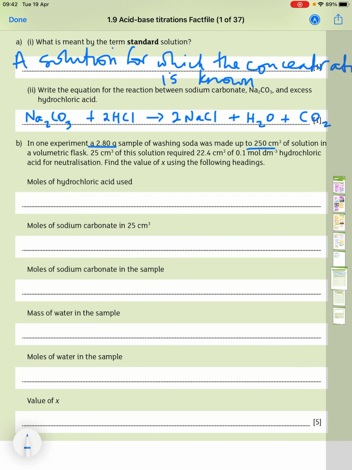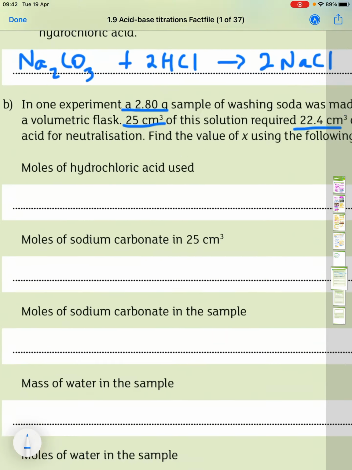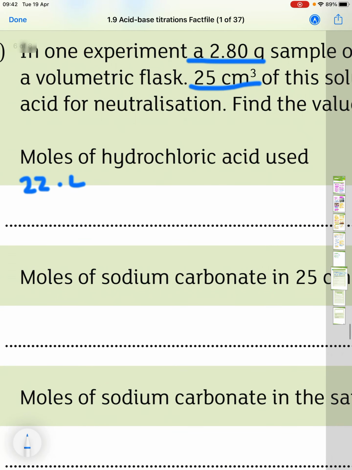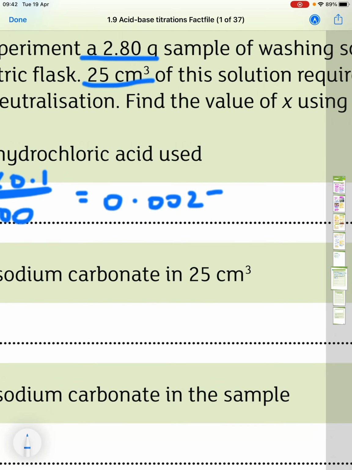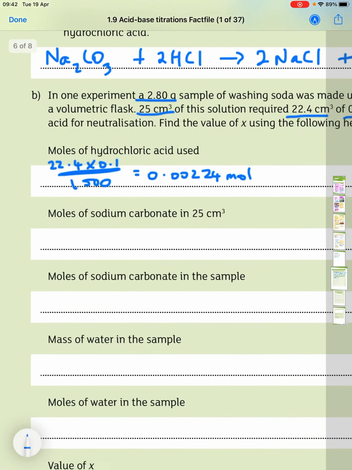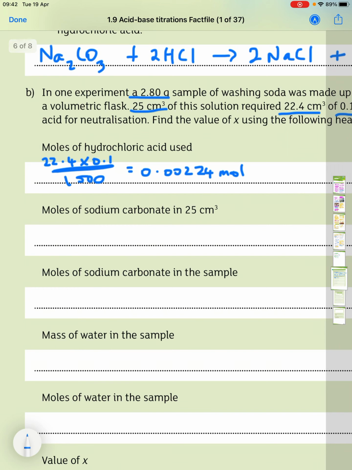Now, part B. In one experiment, a 2.8 gram sample of washing soda was made up to 250 cubic centimetres of solution in a volumetric flask. 25 of this required 22.4 of 0.1 molar hydrochloric acid for neutralisation. Find the value of X using the following headings. So the first one, the moles of hydrochloric acid used, is simply the volume of hydrochloric acid, which is 22.4, times its molarity, which is 0.1, divided by 1,000, which gives us 0.00224 moles.